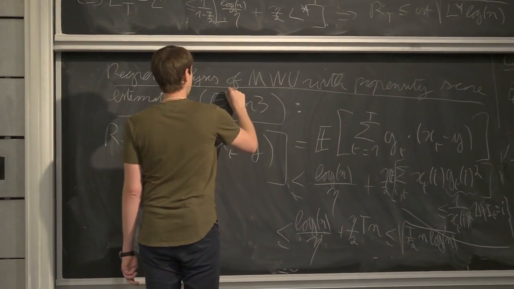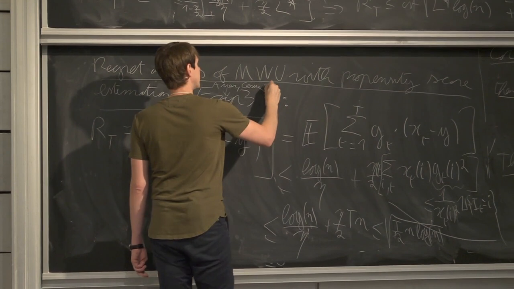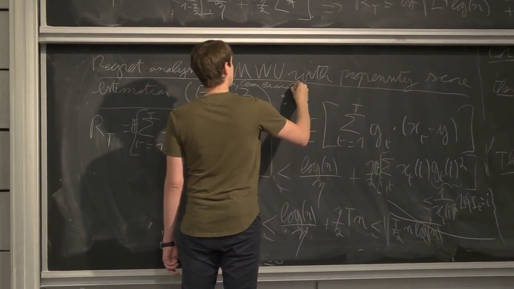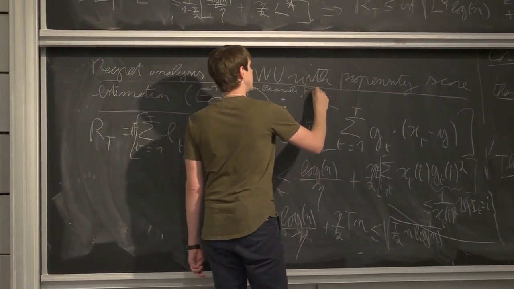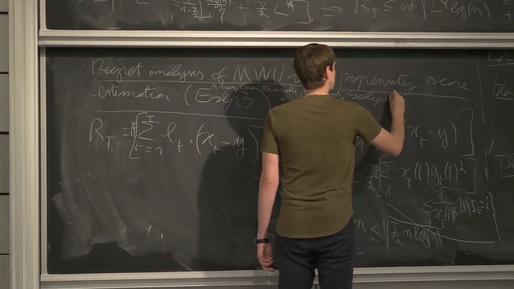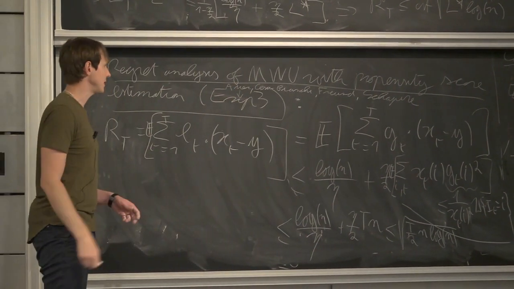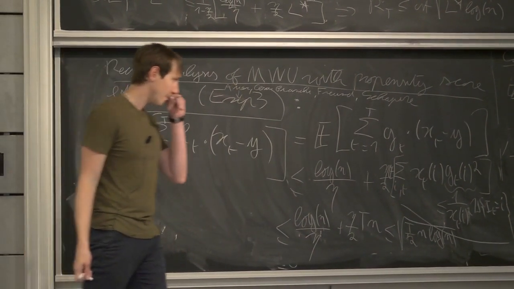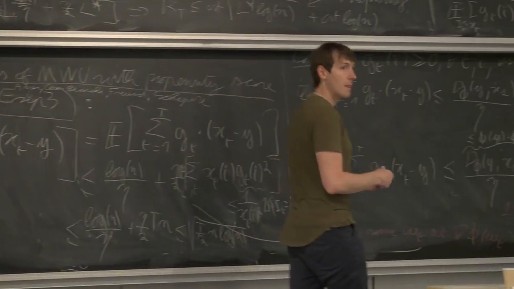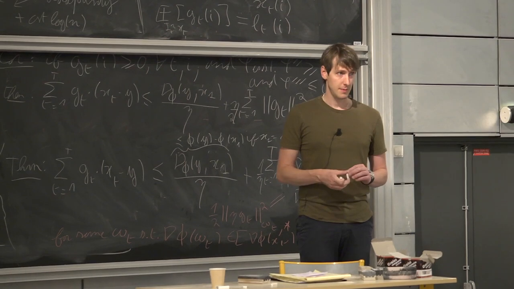This is Peter Auer, Niccolo Cesa-Bianchi, Yoav Freund, and Rob Schapire. A very influential paper from '95. This log n comes from something, you can say, like what happens in the Hedge class.